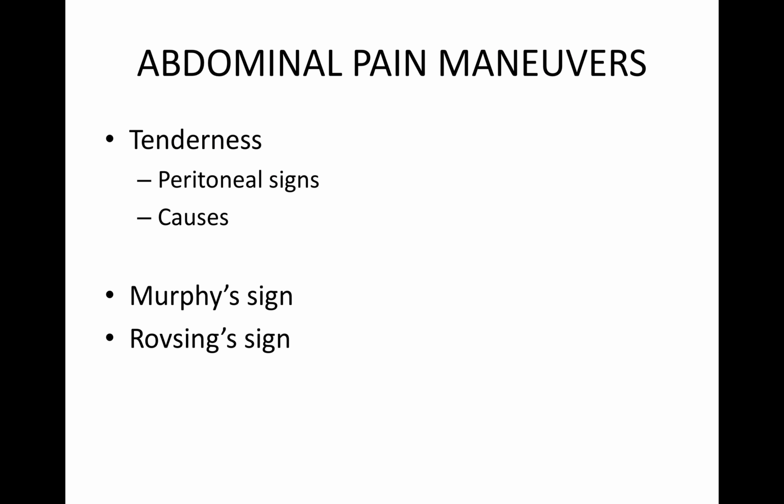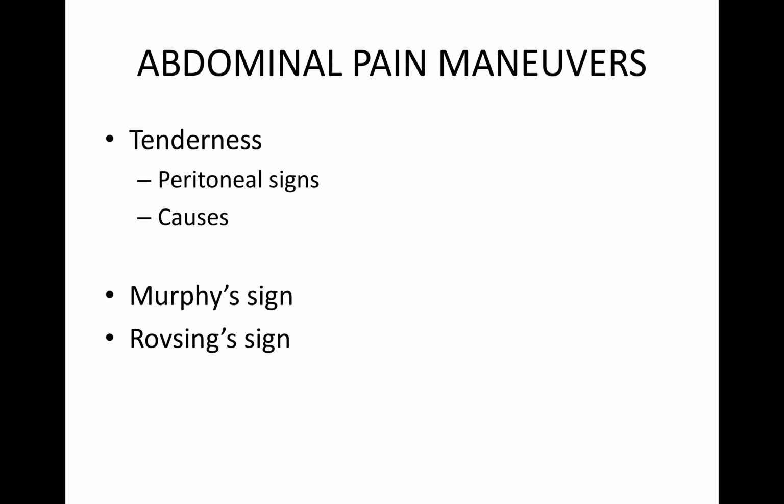So, abdominal pain and maneuvers that we do, we want to check for tenderness. So, these previous slides asked us to really localize the tenderness, but also look for peritoneal signs. What is that? What are peritoneal signs? Those include rebound tenderness, which means when you press the abdomen gently, it hurts, but it hurts more when you abruptly let go.